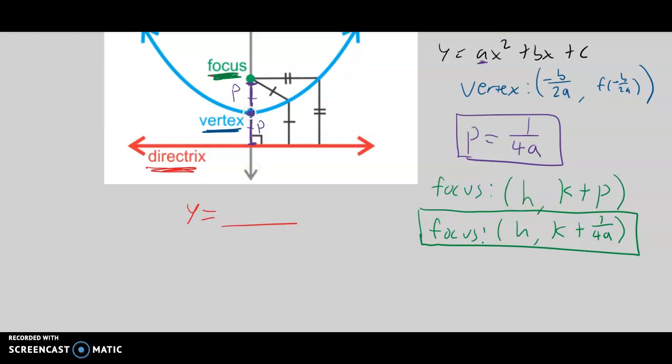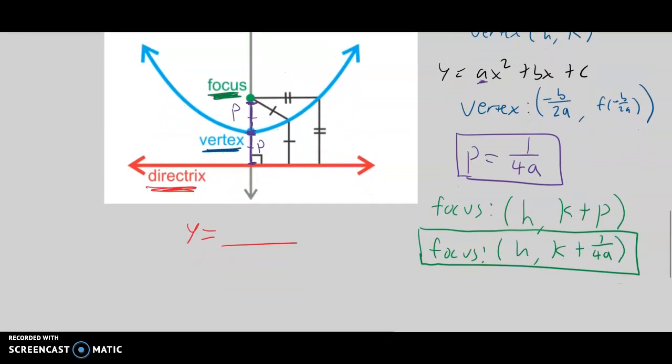Y is going to be equal to whatever the y coordinate of the vertex was, which we said was k, right? Right over here we said k is the y coordinate of the vertex, and then subtract from that whatever the distance is from the vertex to the directrix, which is p. So y is equal to k minus p, and so the equation for the directrix is going to be k, whatever the y value of the vertex was, minus p, which we said was equal to 1 over 4a.